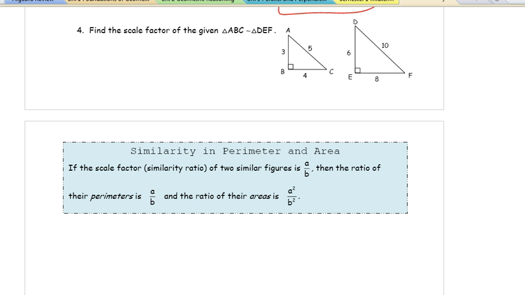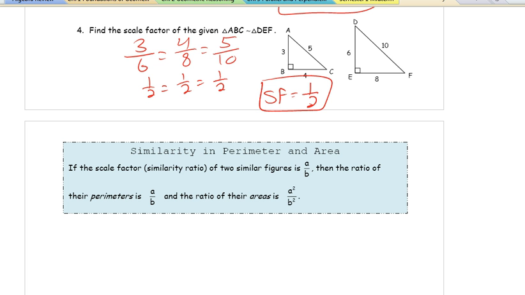Okay. So 3 over 6 is equal to 4 over 8 equal to 5 over 10. Do those all give you the same ratio? Well, 3 over 6 is 1/2. 4 over 8 is 1/2. 5 over 10 is 1/2. So scale factor from ABC to DEF is 1/2. So just throw in a little easy one in there for us.